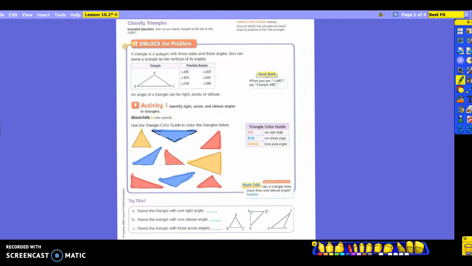Alright, any questions about what we just did there with right triangles, obtuse triangles, and acute triangles? Alright, let's see if we can notice some things about some down here on the bottom. So on A, it says to name the triangle with one right angle. So look over here to the right. Which one of these triangles has one right angle? I want you to name it for me.